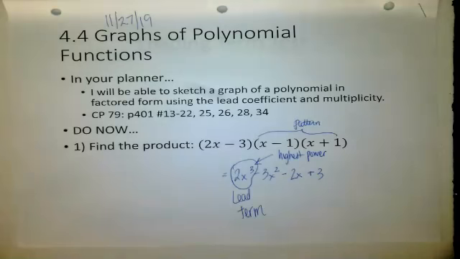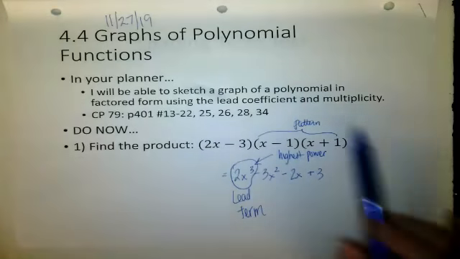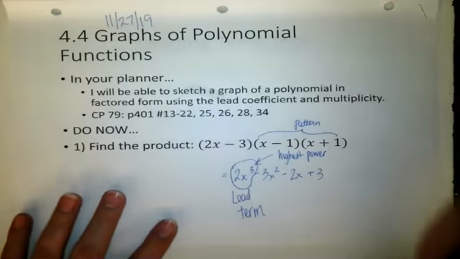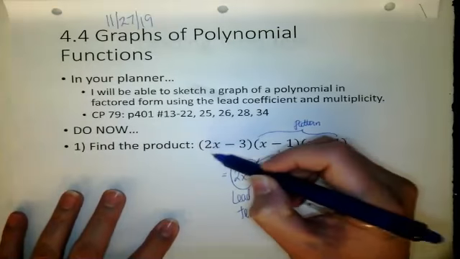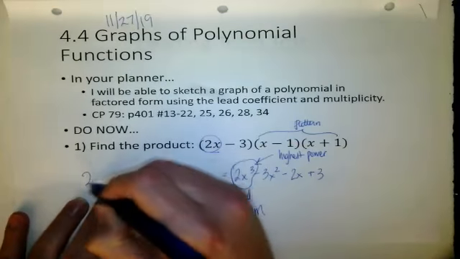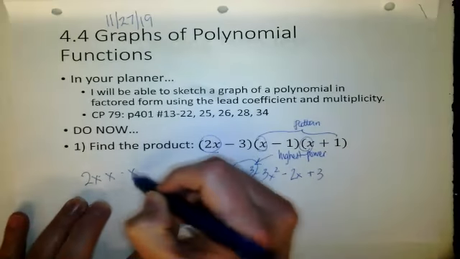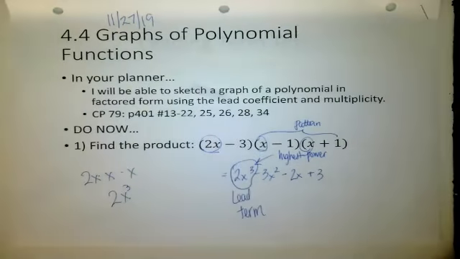So my question to you is, did you have to multiply all those bubbles together to figure out the leading term? No. What could you have done to find the leading term? Well, the first term. 2x times x times x, and then you get 2x cubed. Great. Shortcuts are nice, right?